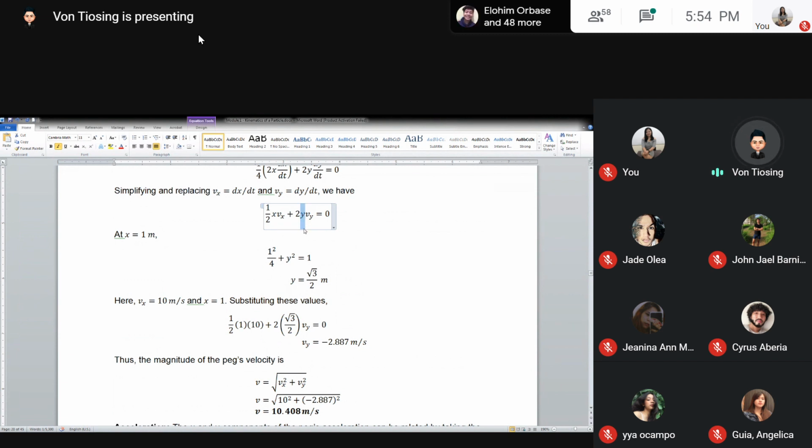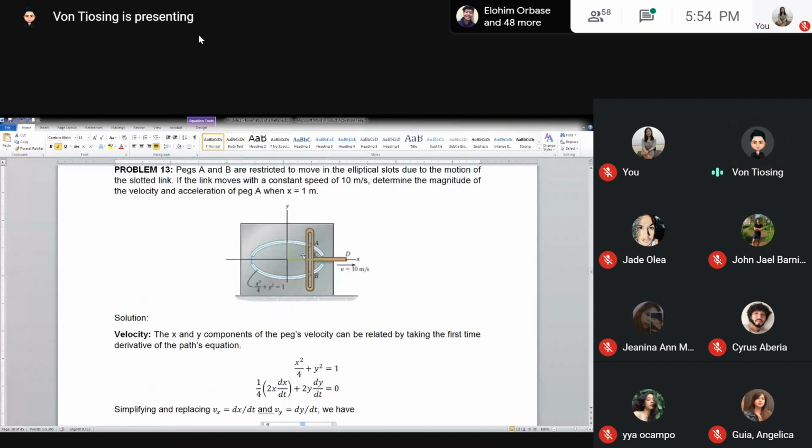Square root of 3 over 2 ito. But take note, this is moving in the x direction at 10 meters per second. So Vx is constant at 10 meters per second because this is directed along x. This is the x velocity at any point, the velocity of either peg A or peg B, which is constant at 10 meters per second along x.